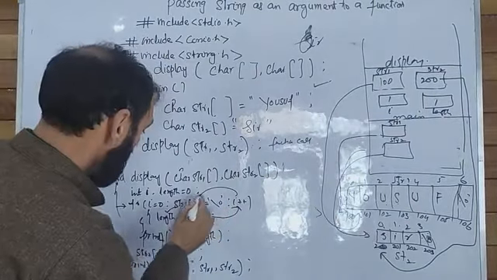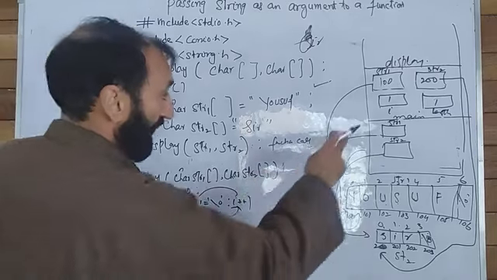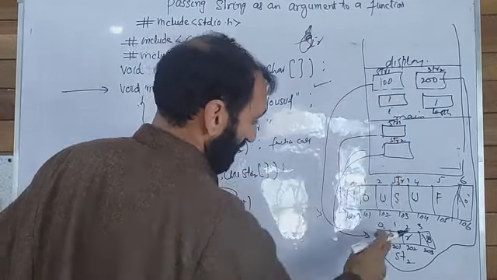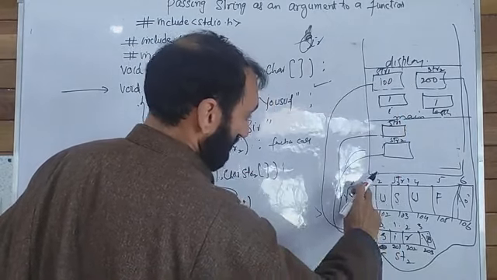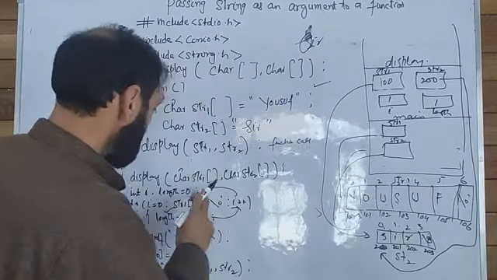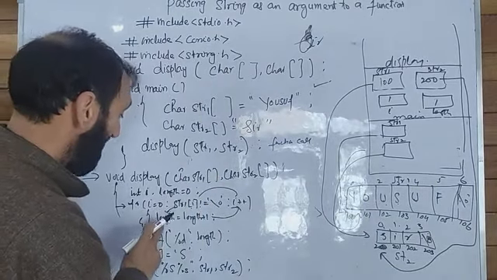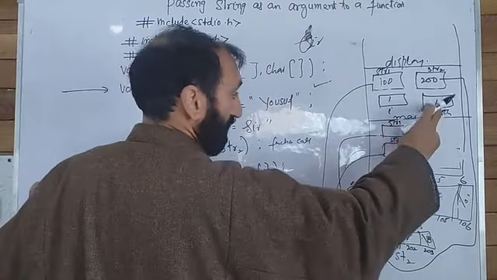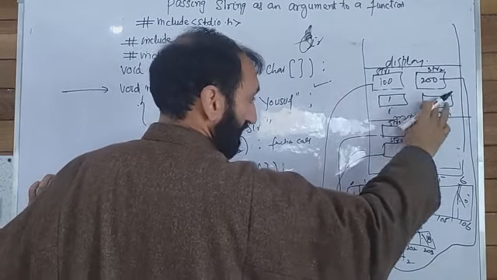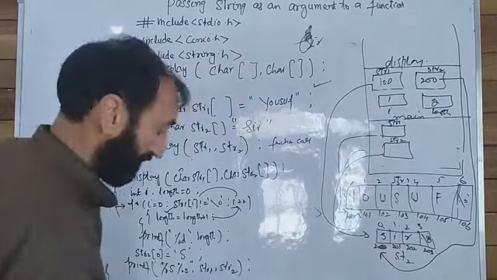Then str1 of i, that means str1 of 1. This location is not equal to slash 0, so the condition is true. Length equal to length plus 1. Length was 1, 1 plus 1 becomes 2.